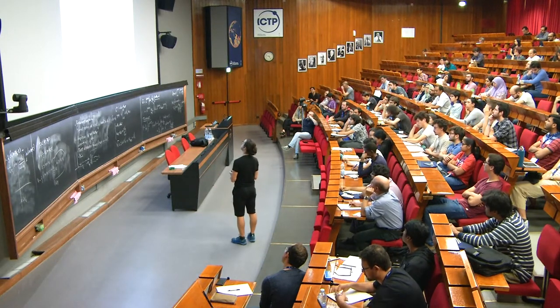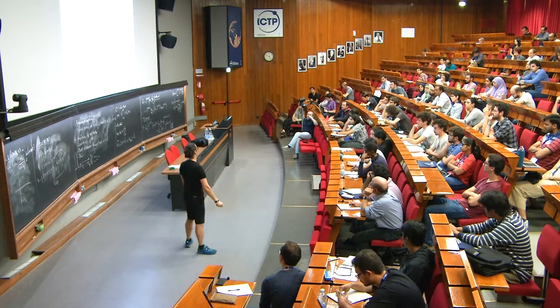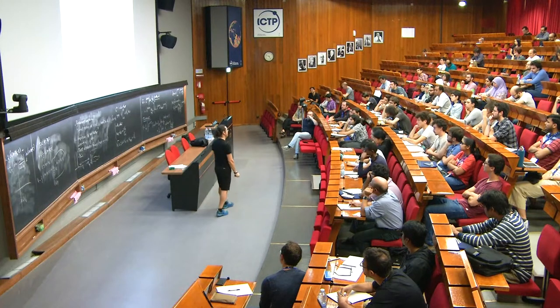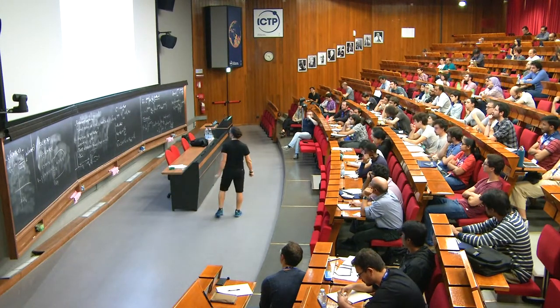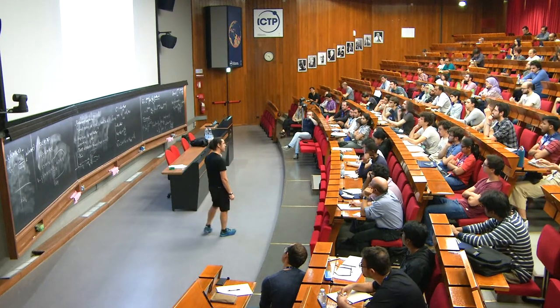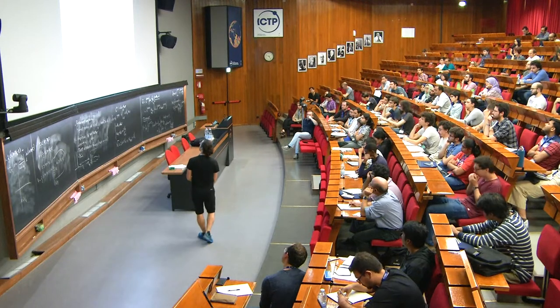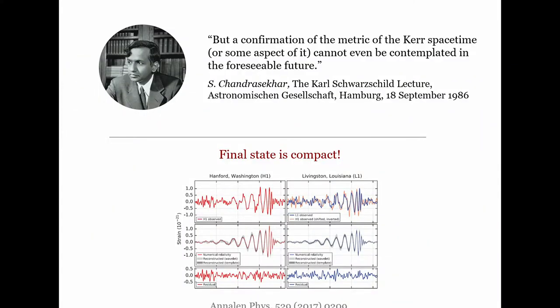And there he said that of course we believe the Kerr metric should be the only stationary state of the field equations in vacuum, okay? And there should be ways to test it. Even back then, people were starting to think about ways to test it. But Chandrasekhar made the remarkable claim that a confirmation of the metric of the Kerr spacetime, or some aspect of it, cannot even be contemplated in the foreseeable future. I think he had in mind, most likely, tests using gravitational fluctuations, so gravitational waves. He knew we were still some time to go before we saw something. But it's kind of interesting that three decades later, we at least have something to work on, okay?